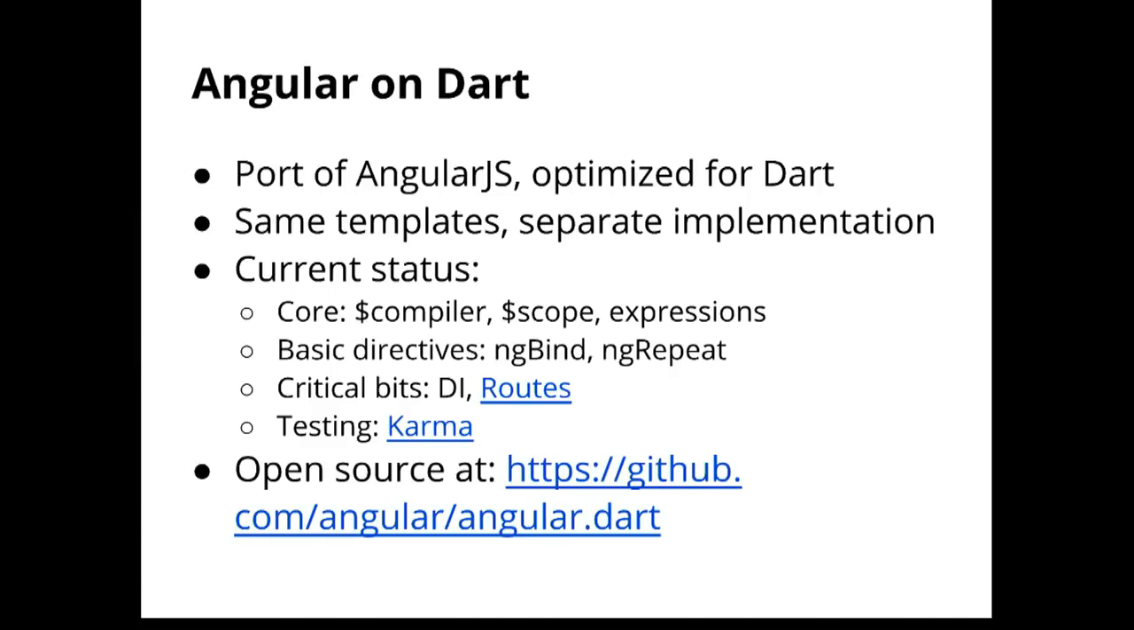So where we are right now, we have a bunch of the core components, like compiler, scope, expressions, already working in Dart. We've done some basic directives like ngbind and ngrepeat. And we're porting other critical bits like dependency injection and routes. And you can start seeing some of these pieces. We've also made testing easy. We've made Karma, the test runner, work with Dart. So these pieces are coming together. The status is it's not really ready to play with unless you're really desperate. But we are using this on an internal project. Or we're actually going to start using an internal project next week. So it'll start coming together quickly.